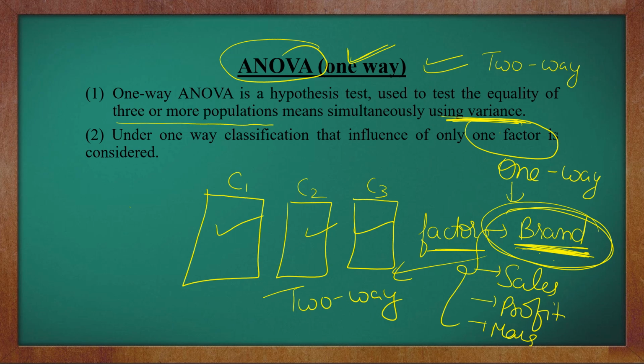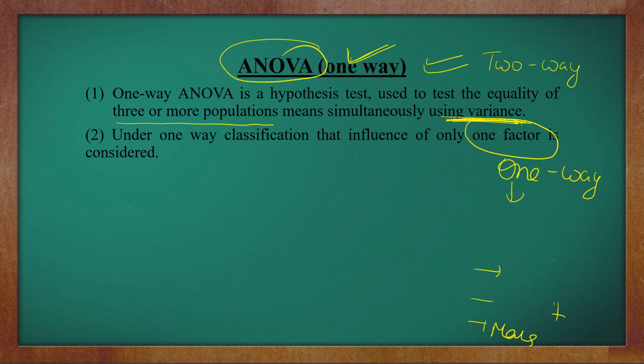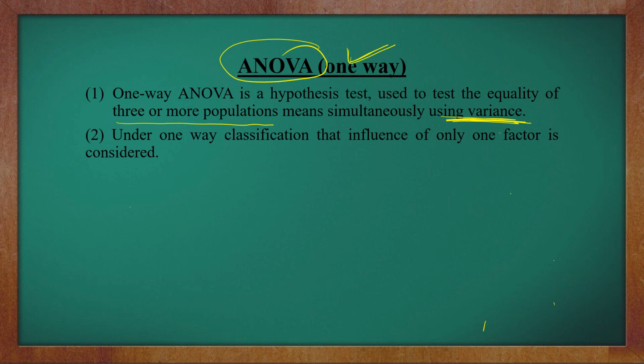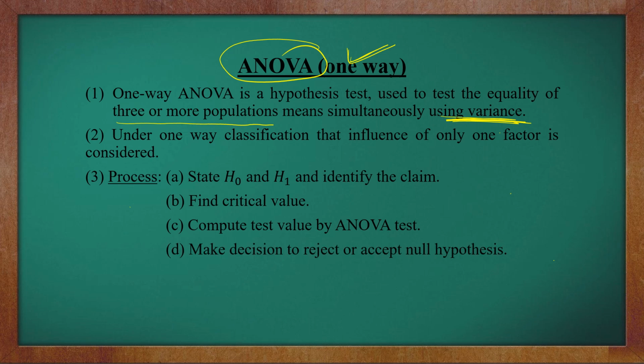One way means you are focusing only on a single factor, one factor. I'm sorry, I'm using the word brand a lot. When you are focusing on a single factor, we have to go for ANOVA one way. If more than one factor, then definitely we have to go for ANOVA two way. So I think these two conditions are clear to everyone. Now the process, as we know: take the null hypothesis and alternative, find the critical values, compute the test statistic by the ANOVA test, and at the last take the decision.